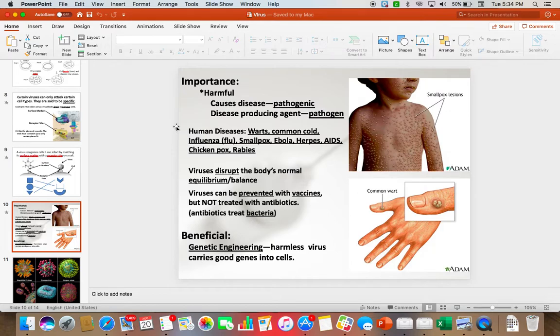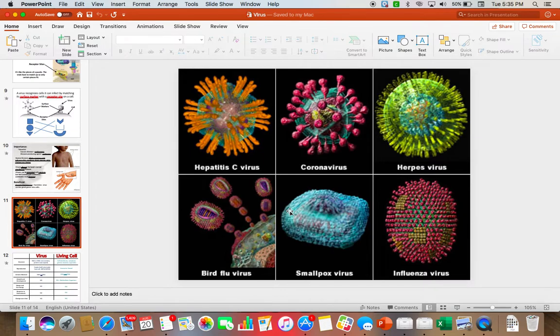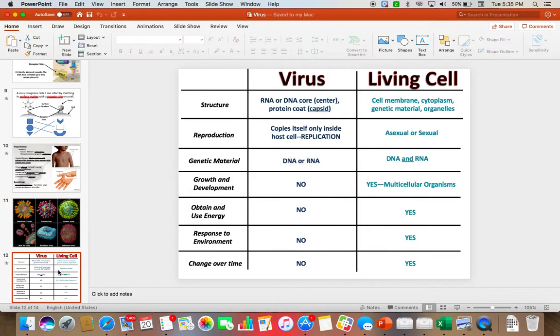And viruses, many of them, they can be prevented with a vaccine. So just like the flu shot, that's what you're getting, is a vaccination to keep you from getting the flu. But once you get the flu, remember, you cannot take an antibiotic to treat it. Antibiotics treat bacteria only. They don't treat viruses. Okay? So again, here's just some examples of different types of viruses that you have heard of and what they look like. This is a good slide.